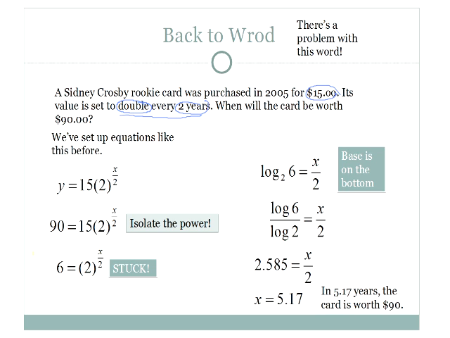And that's, of course, if it doubles every 2 years. If he goes on to score 200 goals in a season, this rate is going to change. But the data that we would have on this, the expectation that we would have is that it's going to double every 2 years. So if that holds true, in 5.17 years, the card would be worth $90.